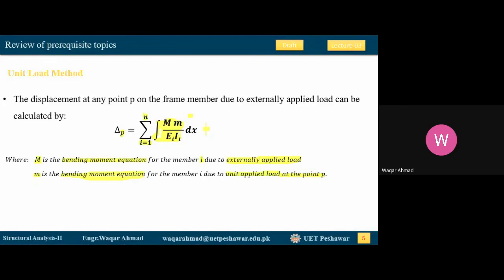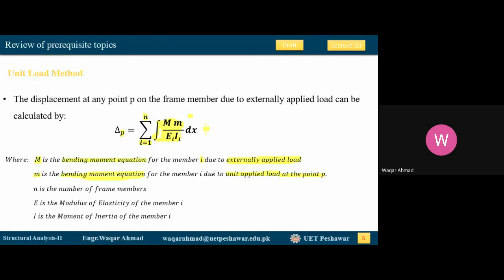Okay, what are the other terms? You know n, we already discussed it. It is the total number of frame members. What is E? It is the modulus of elasticity of the member i under consideration. And I is, of course, the moment of inertia of the member under consideration. So this is the equation we will be using for finding out the displacement in various steps in this flexibility method. We will discuss it in more detail there also, so that you can better understand the concept.